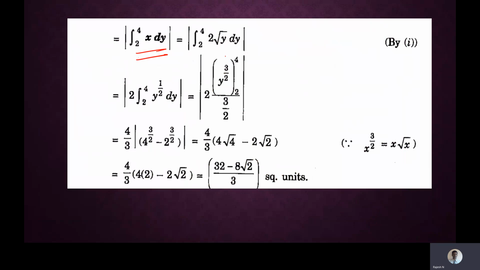2 to 4 x dy is 2 to 4 2 root y. So 2 you take outside: 2 into integral 2 to 4 y raised to 1 by 2 dy. So this is y raised to 3 by 2. Same as the previous problem, you will get the answer like this. So 32 minus 8 root.